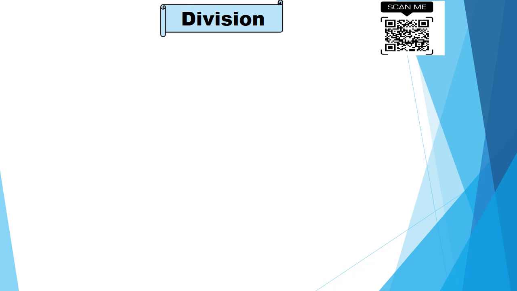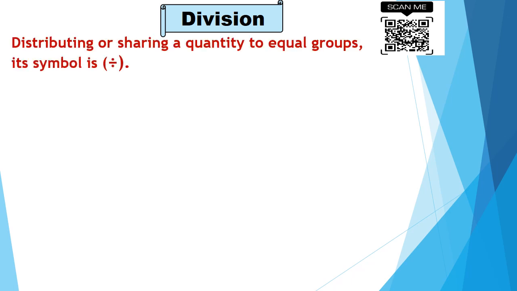Now let's start division. What do we mean by division? Division is distributing or sharing a quantity into equal groups. If we have a quantity, we will distribute it or share it into equal groups. They must be equal. And its symbol is like this. We have here an example to know how to divide together.